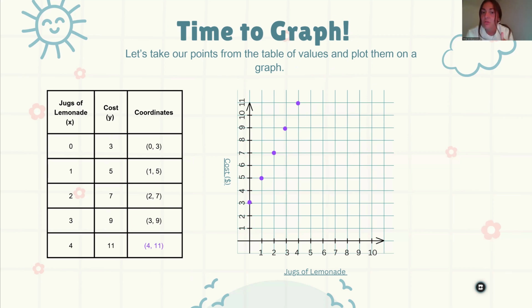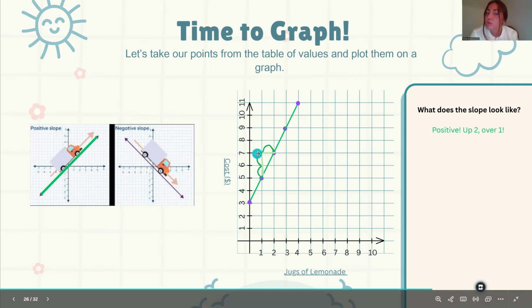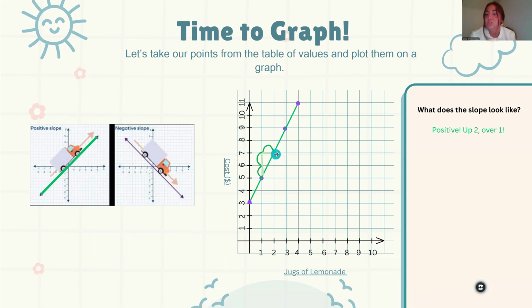Go straight through those. How would you describe this line? I've shown pictures here of a positive slope and a negative slope. Think about it. Positive, I'm going up the hill, and negative, ooh, I'm sliding right down. This line is going up, shooting towards the sky. This line has a positive slope. And as you can see here, we're going up by 2, over by 1. So we know that our slope is 2.